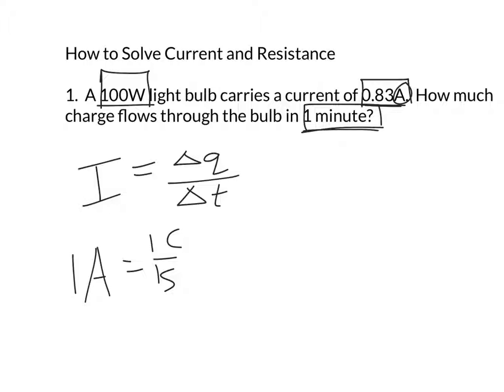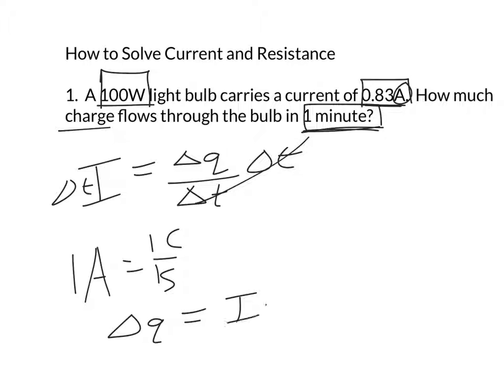So we're going to have to change minutes. So when we plug stuff in, we know we have 0.83 coulombs per second. Oh, wait, hold on. I did that wrong. We're going to rearrange this equation by multiplying by delta t. Cancel. And so the Q is what we're looking for, right? How much charge flows. There we go. So the charge that flows through will be equal to the current times the time.